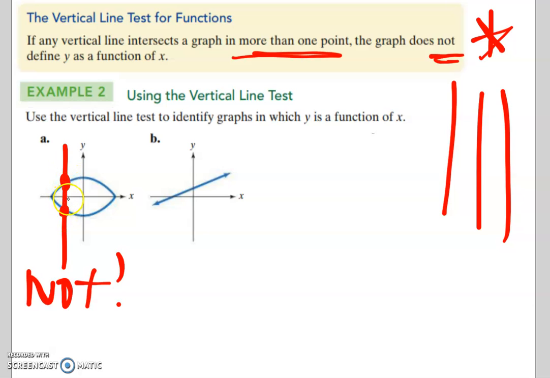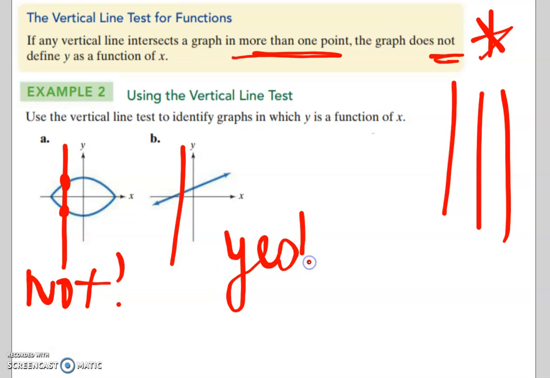This x value, whatever this random is, has 2 y values. Not a function. If I drew a vertical line through B, everywhere, it's only going to intersect my blue graph once. So this is a function. Okay, so the vertical line test is super helpful and quick and easy to figure out if a graph is a function or not.